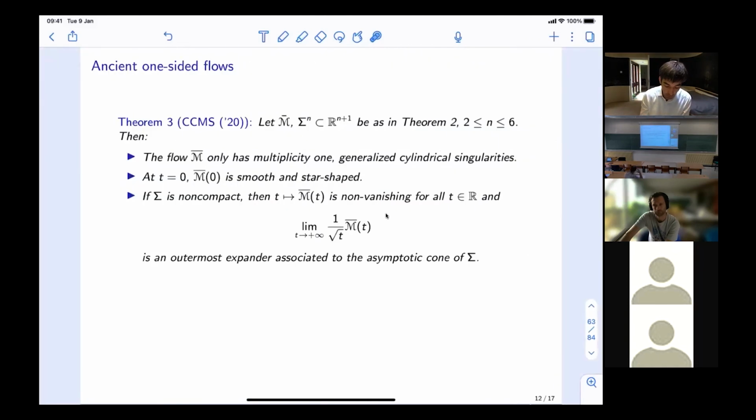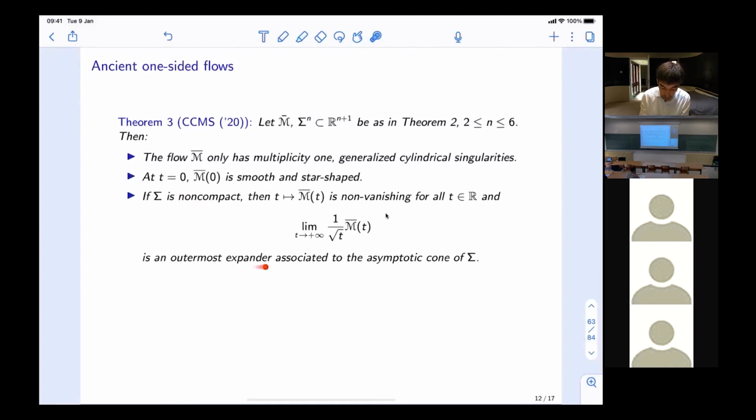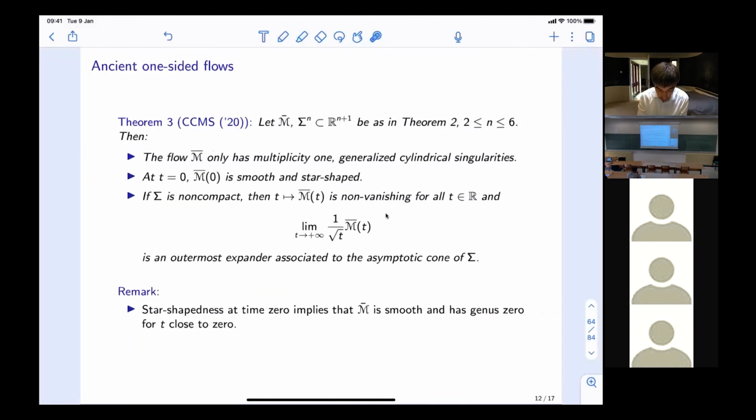What you can then prove, if you want to understand the future evolutions, is that this flow converges to one of these outermost expanders coming out of this asymptotic cone at time 0. So it's also a way to interpolate, to get this whole evolution to the future time as well. Okay, now in the last few minutes, let me state some more results here.